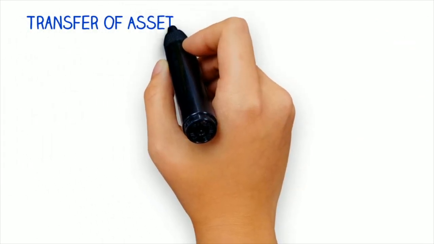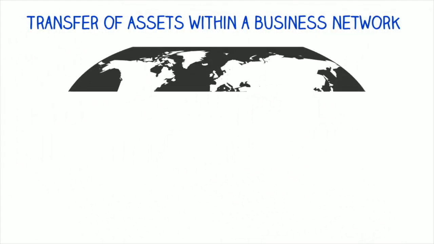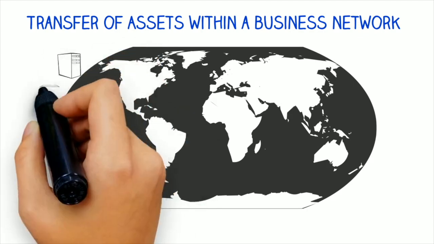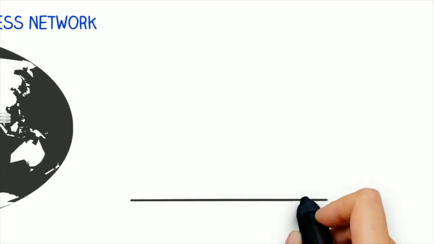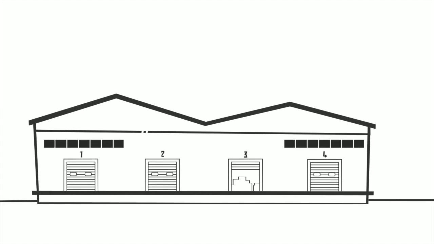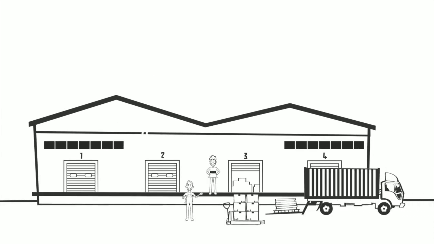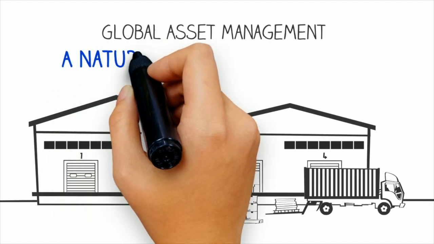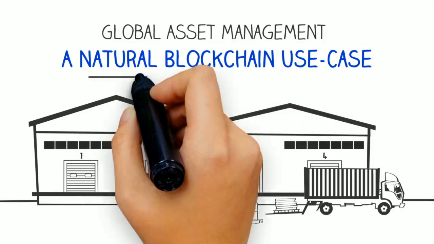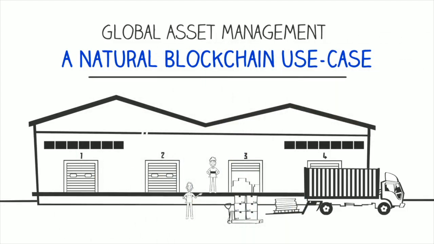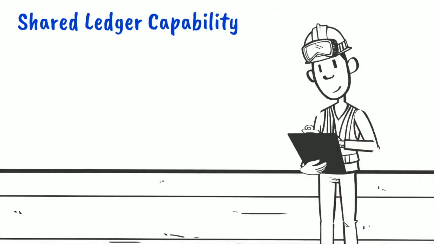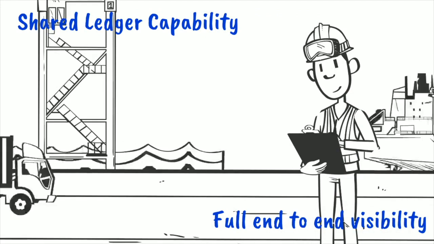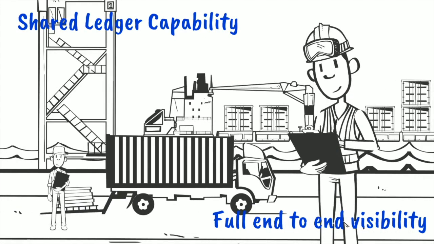Blockchain for asset management is all about securely transferring assets within a business network. An asset could be a physical one like a hardware server, a network equipment or a laptop, or intangible like a software license. As you transfer these assets across your business network, it's not just within the enterprise. It could be all the way from your supplier to your manufacturer to your distribution network and all the way to the final client. And what we get with blockchain is this shared ledger capability, which means we get full visibility from end to end into that business network.